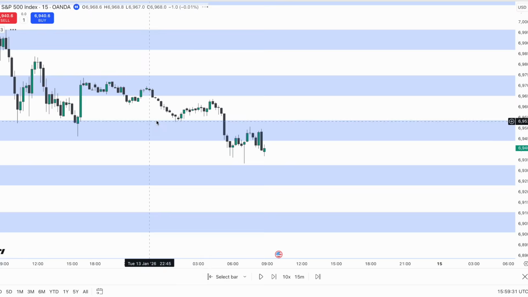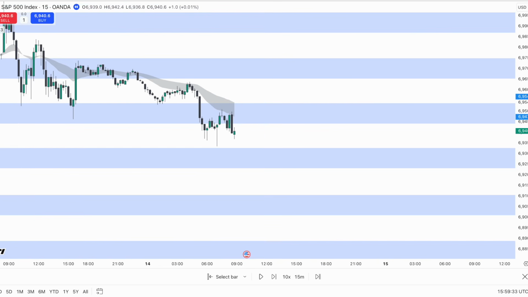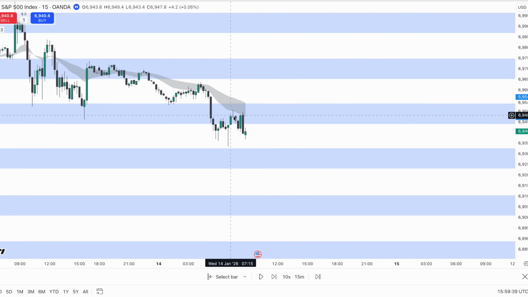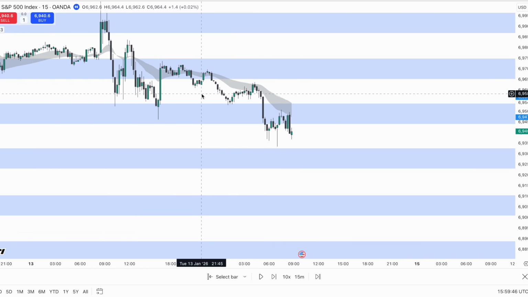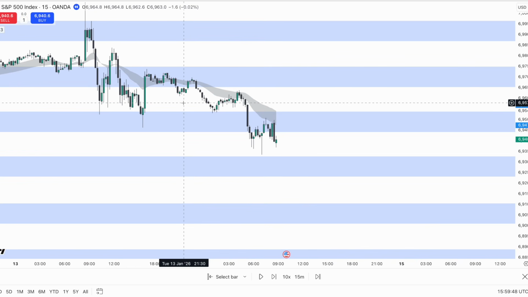Let's check the 15 out as well. And the 15 is more of the same, which is a clear bearish bias. We see the cloud sloping down with a thick blanket of resistance. Compare this to yesterday, where we had a very flat 15 and 30-minute cloud. This gives us a lot more clarity in the direction we want to trade.